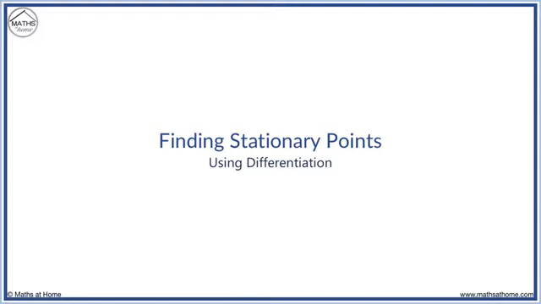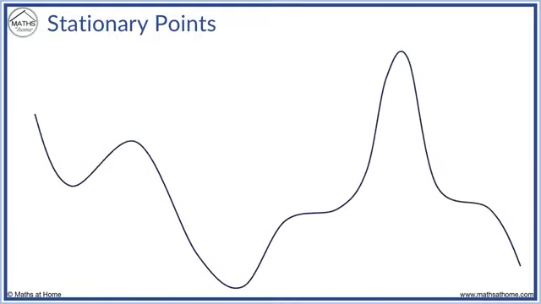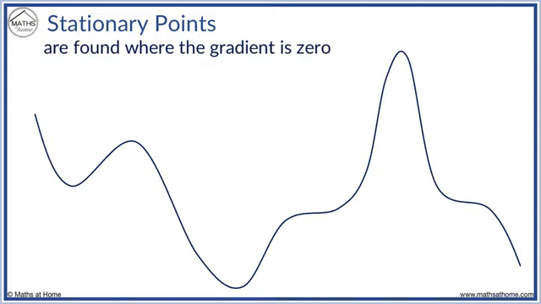In this lesson, we learn how to find stationary points. Stationary points are specific points on a graph. Stationary points are found where the gradient is 0. We can see that the gradient is 0 where the graph is completely horizontal at the following locations.